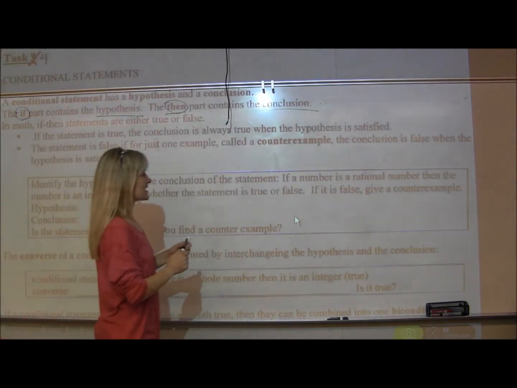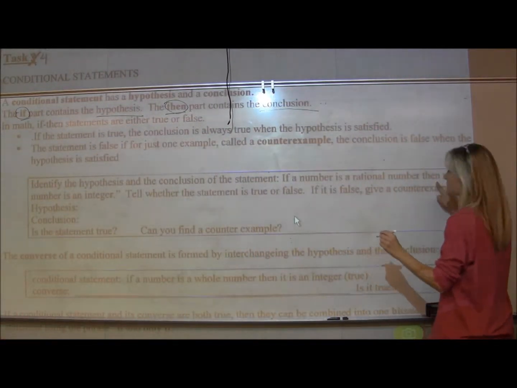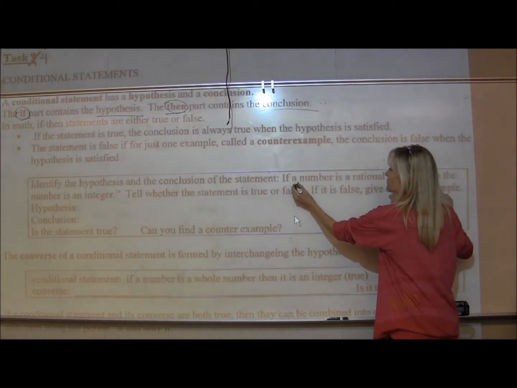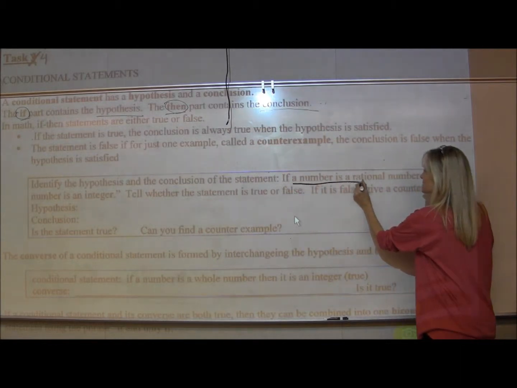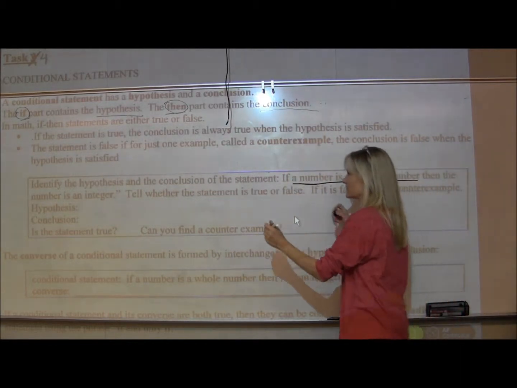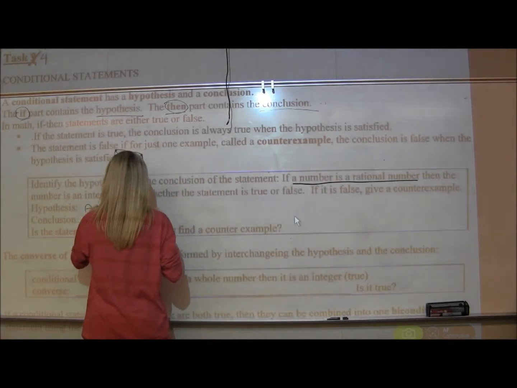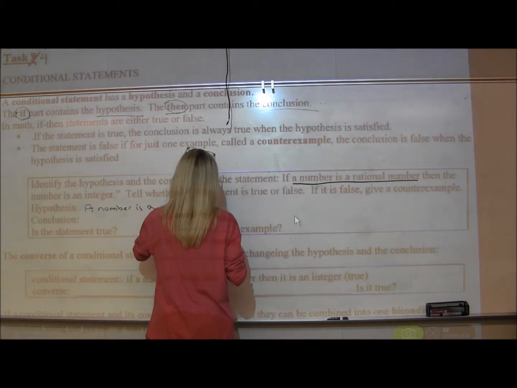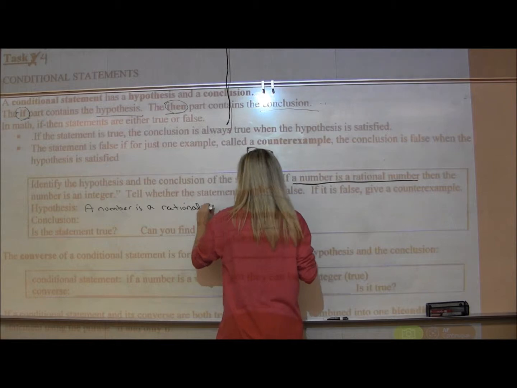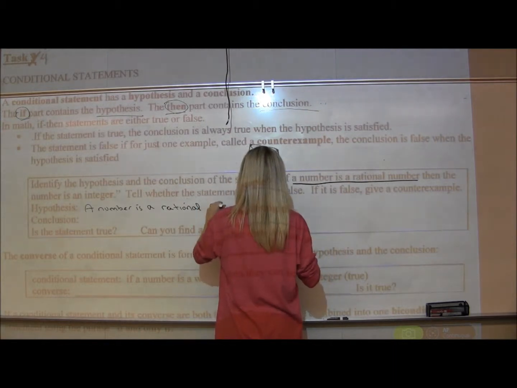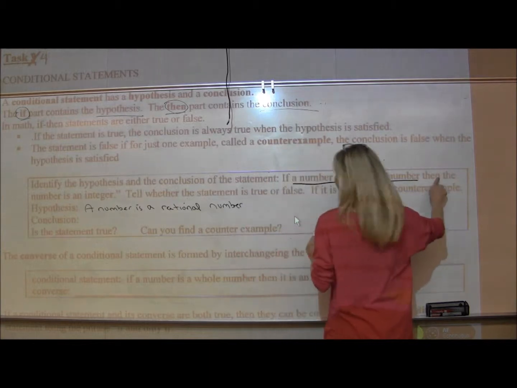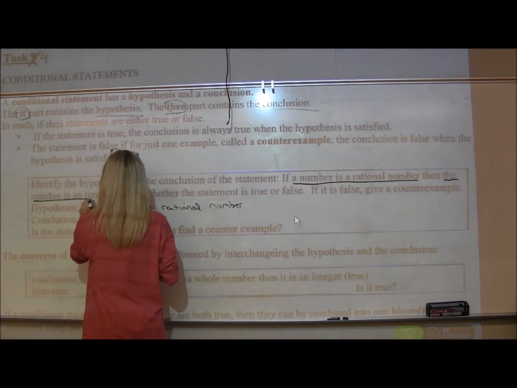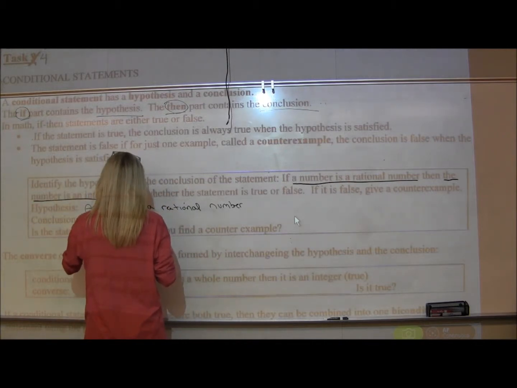Okay, so here's the statement. If a number is a rational number, then the number is an integer. So the hypothesis is: a number is a rational number. Remember, we're not including the "if." I promise there's not as much writing on this one as last week. Then, the number is an integer. So the conclusion is: the number is an integer. Don't include the "then."